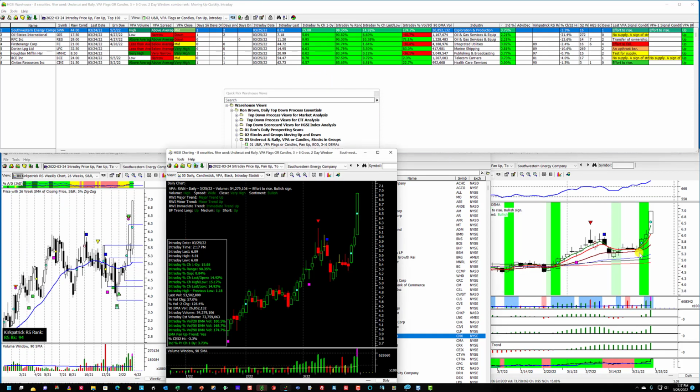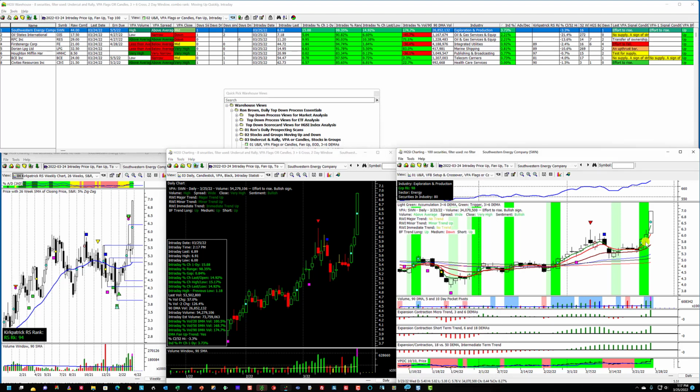So let's look at Southwest. There was really no setup day here. There was just a crossover day. But look at this. Effort to rise, followed through, and following through again today.